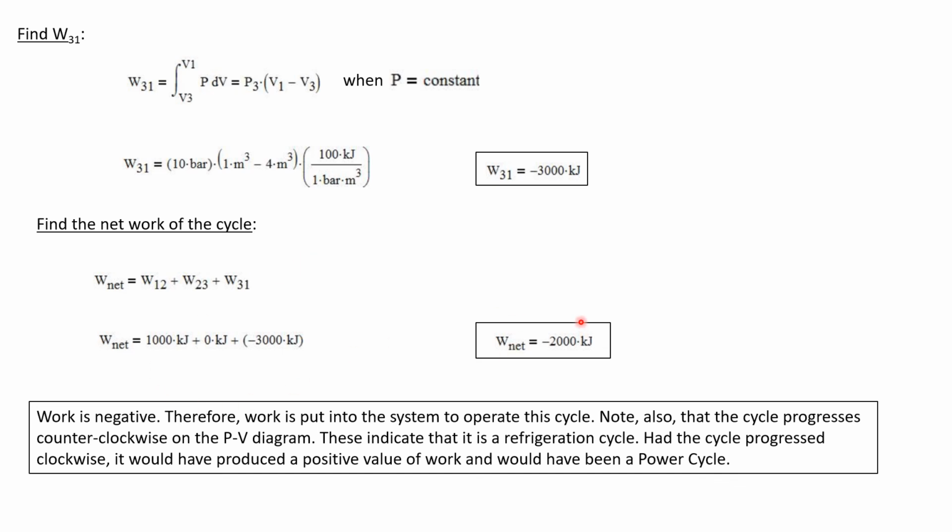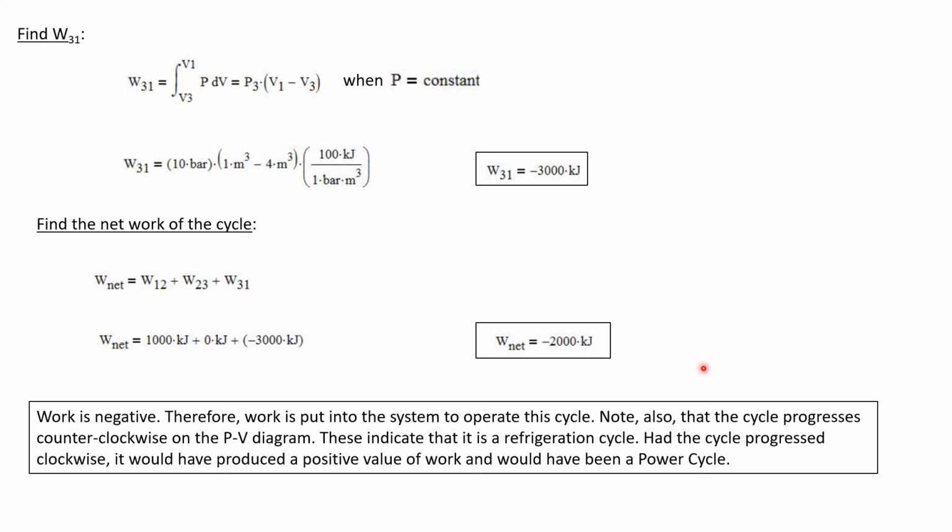Now, the work's negative. We're putting work into the system. Even though we got work out on the first process, we had to put more work in on the third one than we got out on the first one. So the net work is going into the system.